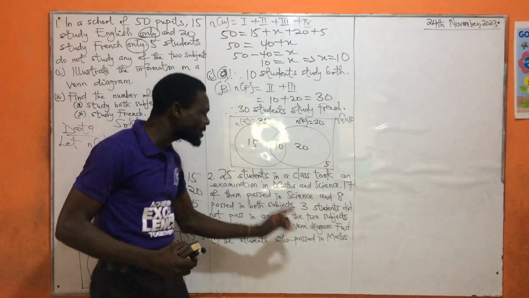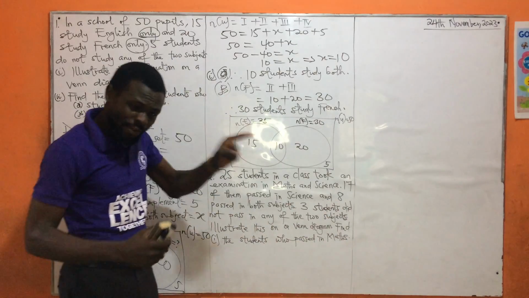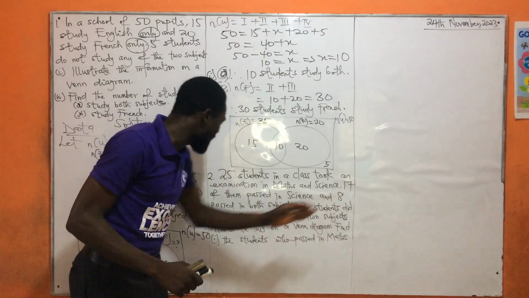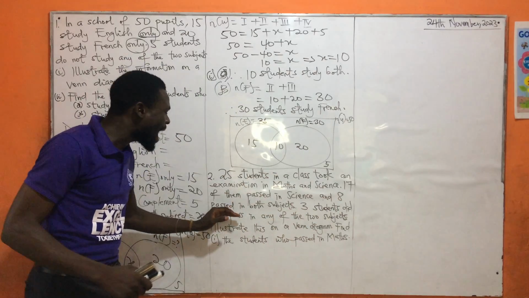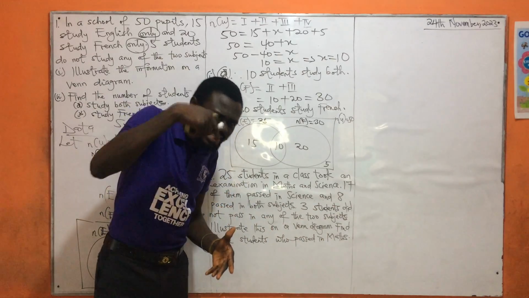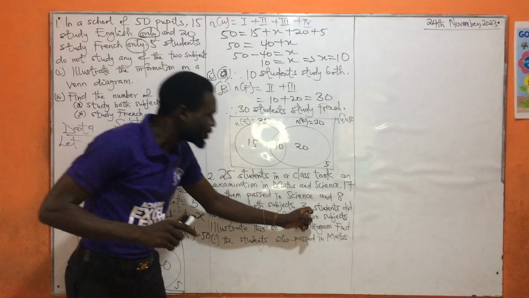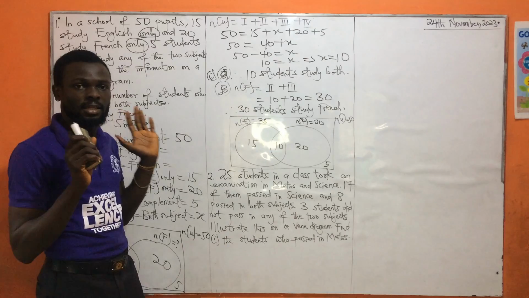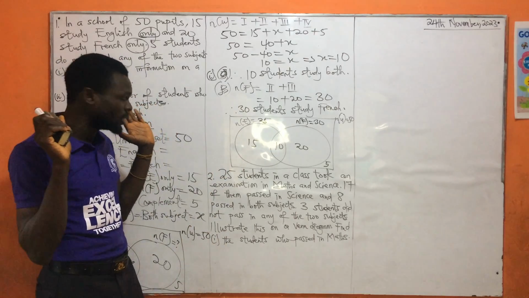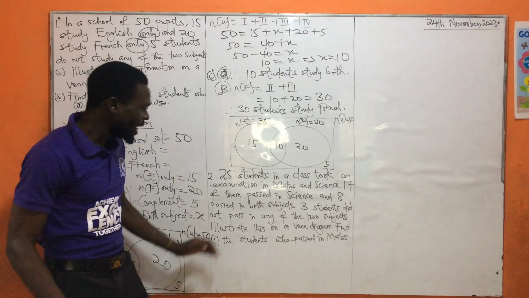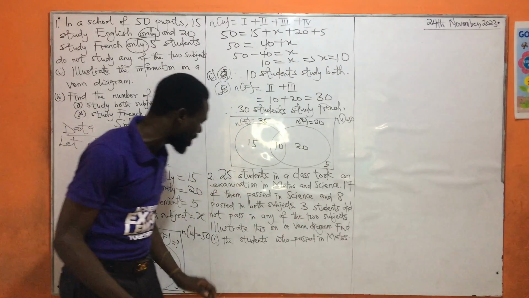17 of them passed in science. And 8 passed in both subjects. So here you have been given the intersection. 3 students did not pass in any of the 2 subjects. So they become what? Complement. Go. Illustrate this on the Venn diagram.